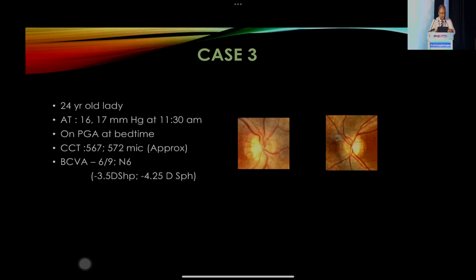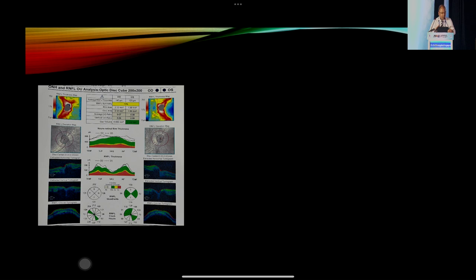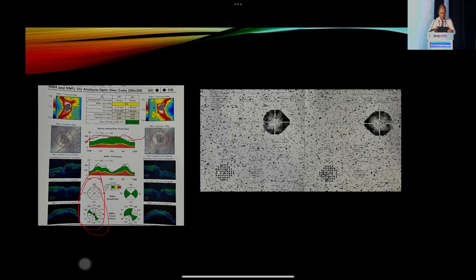Now, the third case. We have a 24-year-old lady with IOP of 16 and 17. CCT is on the higher side, 567 and 572, and visual acuity is 6/9, a little myopic. When we look at the RNFL, we see that there is thickening here. Because it is beyond the normative database, it is coming up as white.